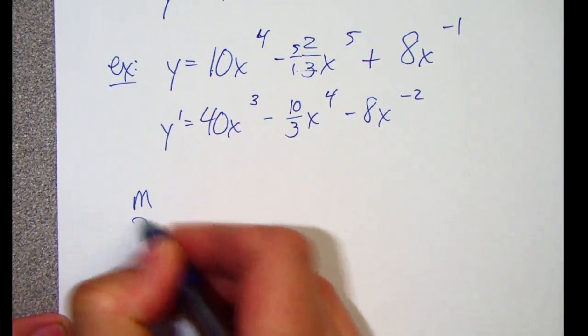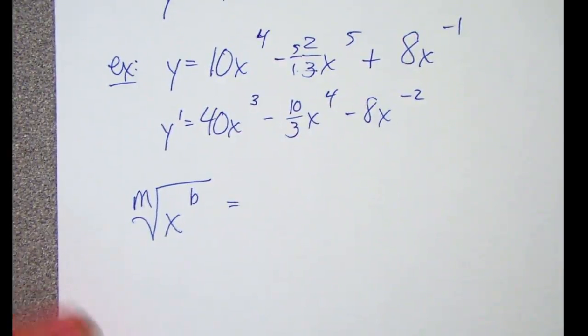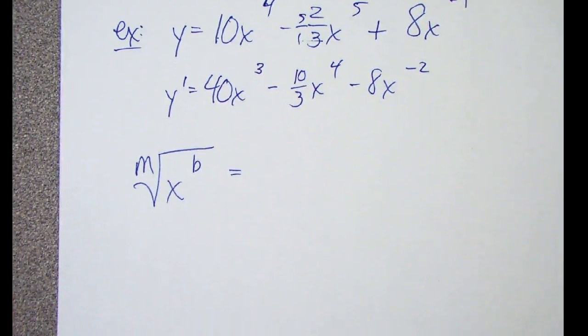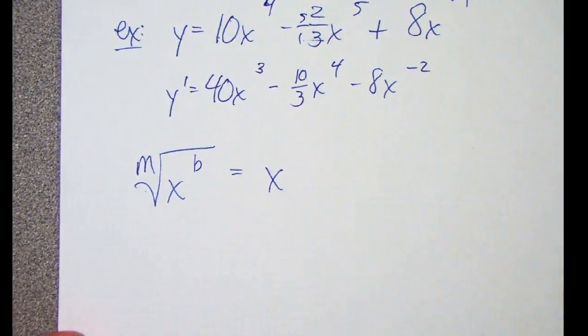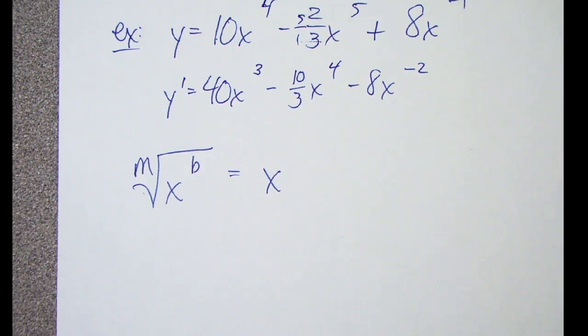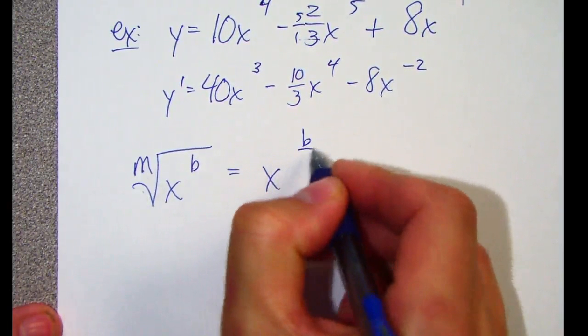Remember, let's say I have the mth root of x to the b. If I ask you to write that without the radical sign, so like x to a certain power, would it be m over b or b over m? It's b over m. It's always the inside over the outside. So this would be x to the b over m power.